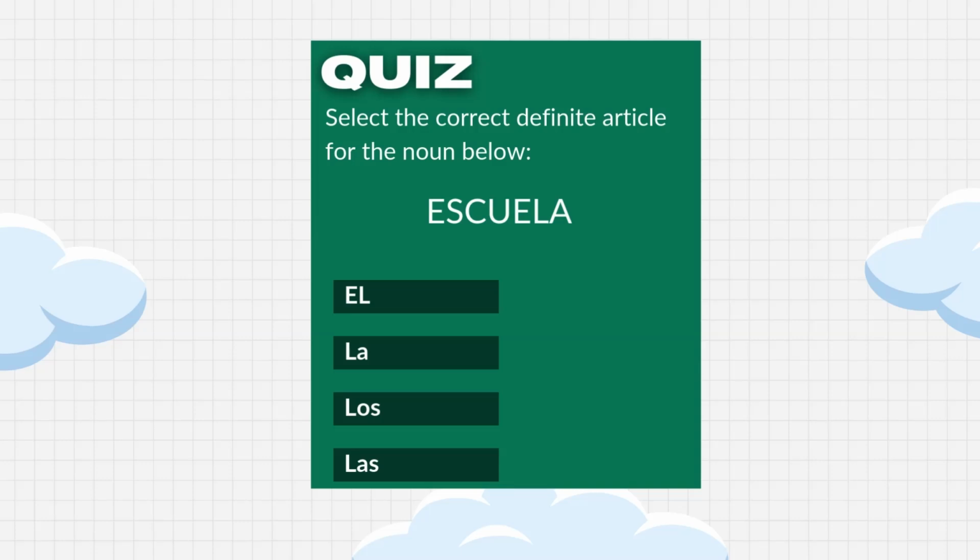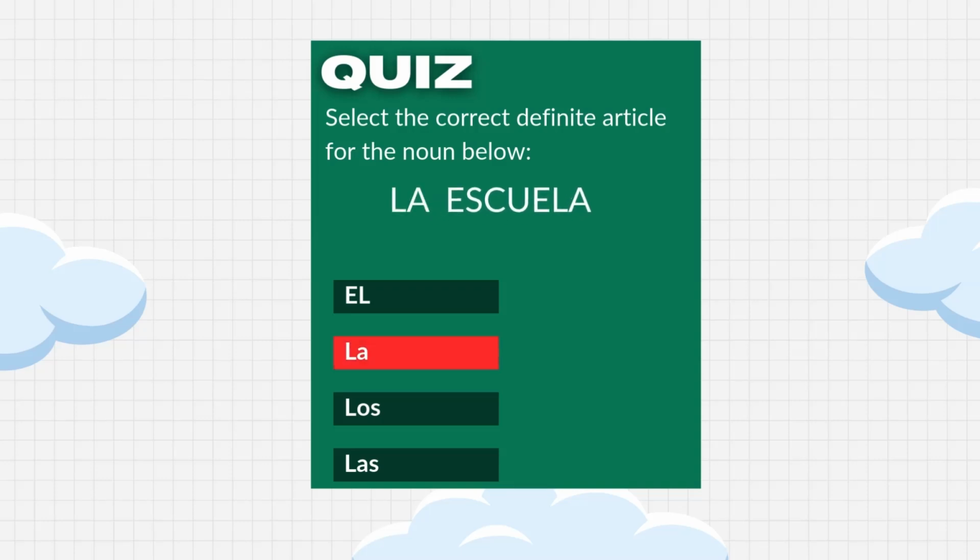So what would be the answer? The correct answer for this would be the article la. La escuela. The article la for the word escuela because it is a feminine and singular noun. So because of that, we use the article that should be for feminine and singular nouns, which is la.